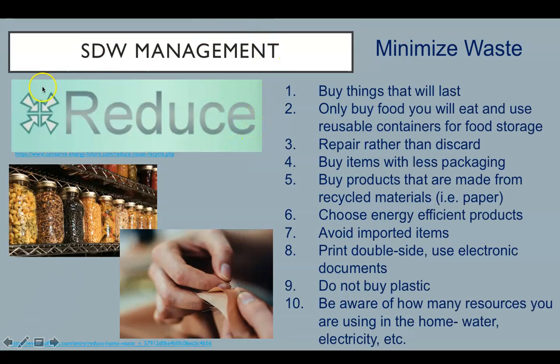How can we personally reduce waste? Buy things that will last. Buy only food you will eat and use reusable containers for food storage. Repair rather than discard. Buy items with less packaging. Buy products that are made from recycled materials. Choose energy-efficient products. Avoid imported items. Print double-sided and use electronic documents. Do not buy plastic. And be aware of how many resources you are using in the home with regard to water and electricity.